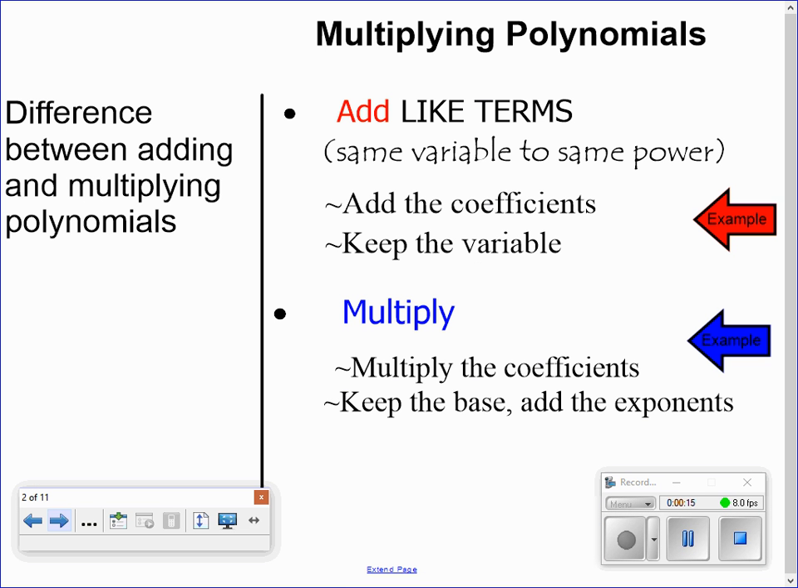The difference between adding and multiplying polynomials is that when you're adding, you're combining like terms. So you're adding the coefficients, but the variables are not changing. But when you're multiplying, you're going to multiply the coefficients, and then we're applying our rules for multiplying exponents, where we keep the base the same, but we add the exponents above those variables.